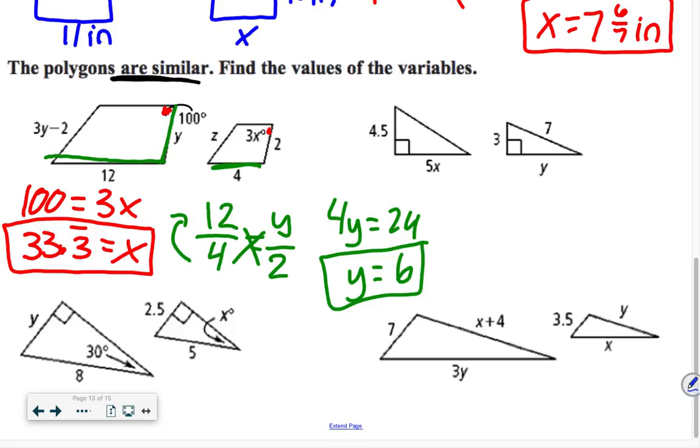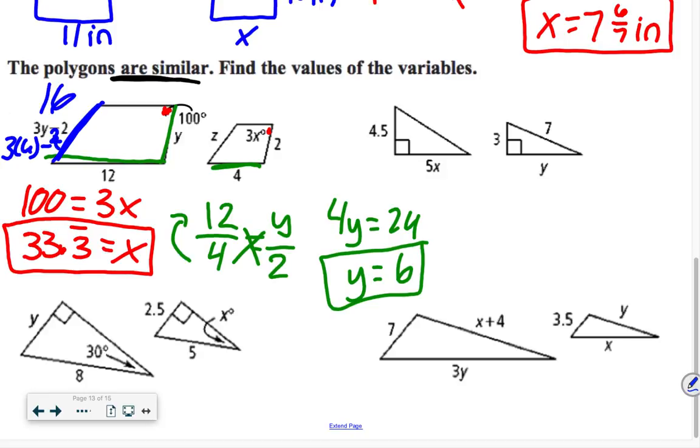If y is 6, how big is this side? That would be 16. If you put 6 into it, 3 times 6 minus 2 is 16. How is that side longer than the bottom? It looks a lot shorter. Because they're not drawn to scale.